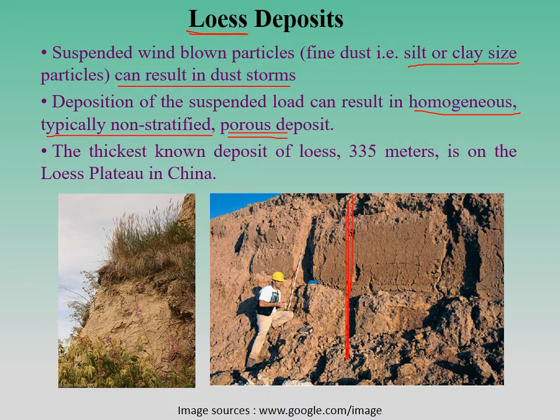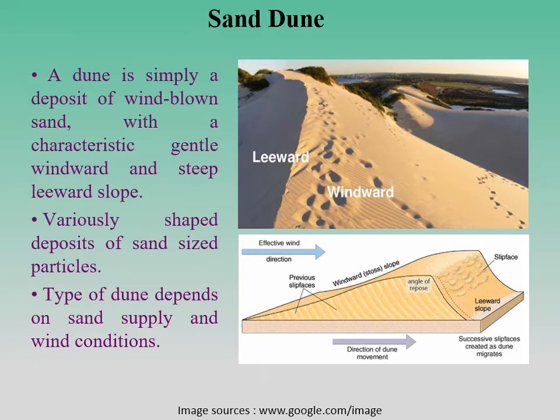particles. Now, the thickest known loess deposit is found in the Loess Plateau of China, which is about 335 meters in thickness. So this vertical thickness is about 335 meters. The second and most common deposition found in Aeolian conditions is known as sand dune.